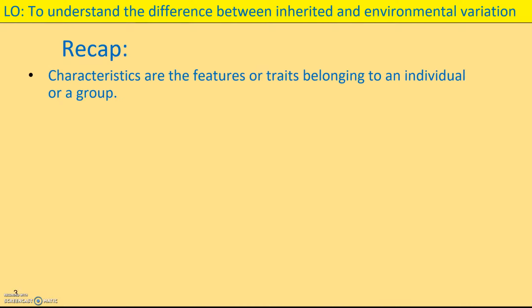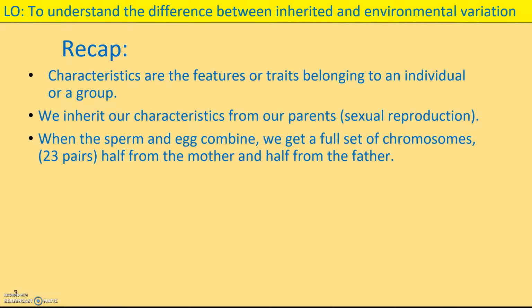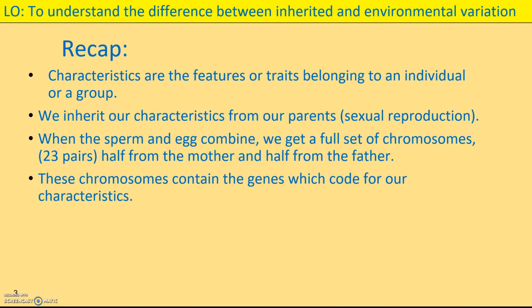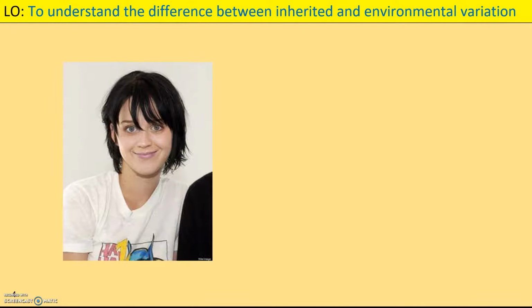So let's recap. Characteristics are the features or traits belonging to an individual or a group. We inherit our characteristics from our parents through sexual reproduction. When the sperm and egg combine, we get a full set of chromosomes, 23 pairs in fact, half from the mother and half from the father. These chromosomes contain the genes which code for our characteristics. For each offspring, a different combination of genes is passed on, causing inherited variation.